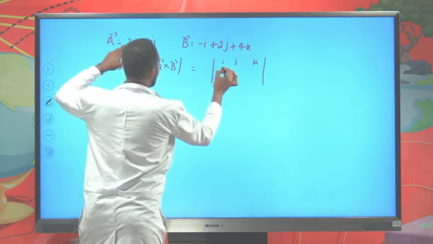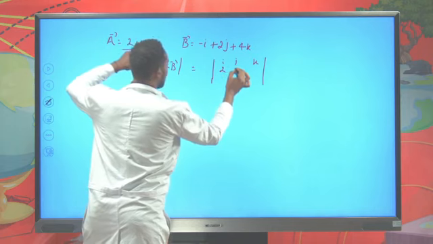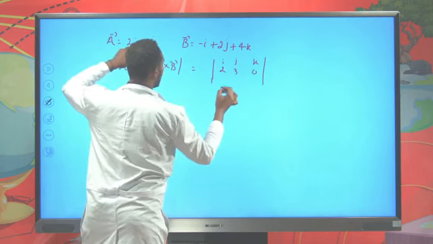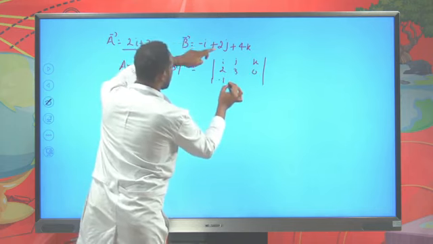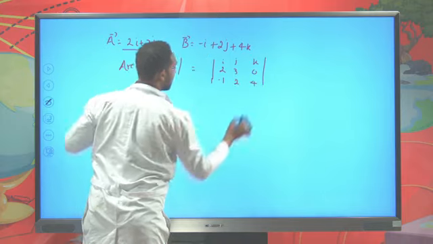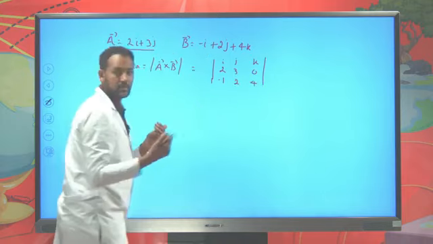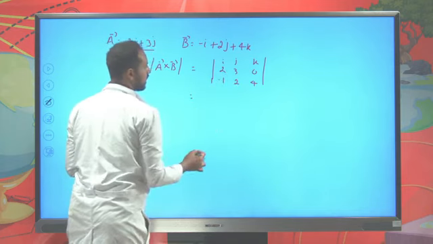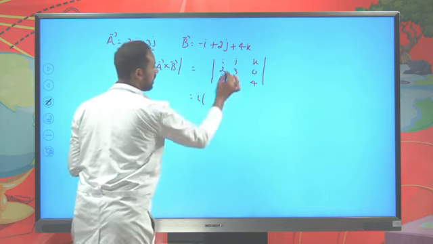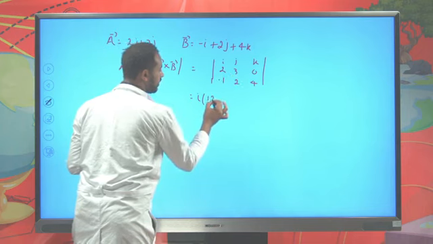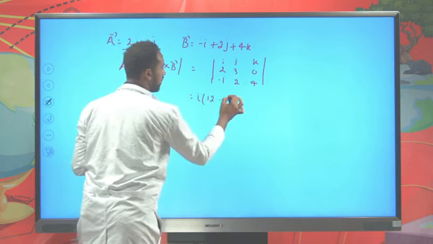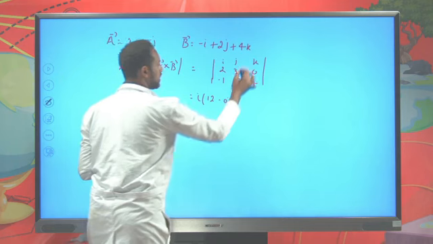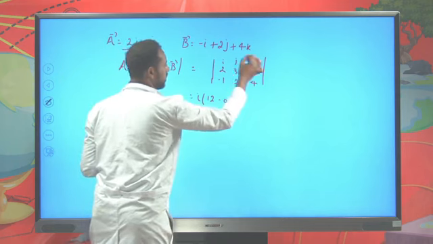Therefore, the component of i is 2, the component of j is 3, and the component of k is 0. Here you have minus 1, 2 and 4. Now you have to find this cross product. For i, eliminate its row and column: 3 times 4 gives you 12, minus 2 times 0 is 0, plus, and you eliminate the row and column.